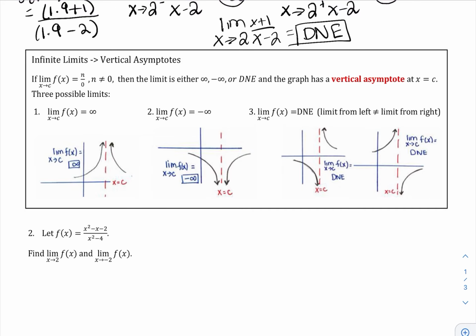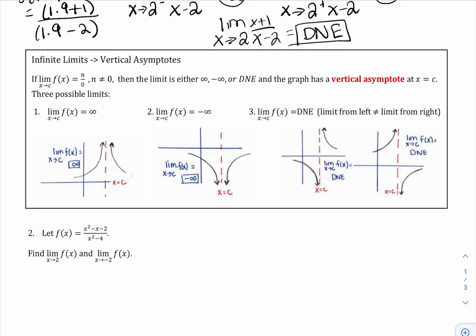It's going to be positive infinity if the limit from the left and the right are both infinity. It's going to be negative infinity if the limit from the left and the right are both negative infinity. And it's going to be does not exist if the limit from the left does not equal the limit from the right. So there are 2 possibilities of that. The left one goes down and the right one goes up, or the left one goes up and the right one goes down.